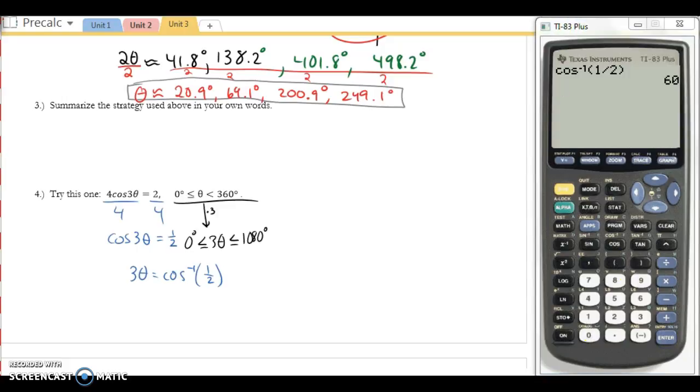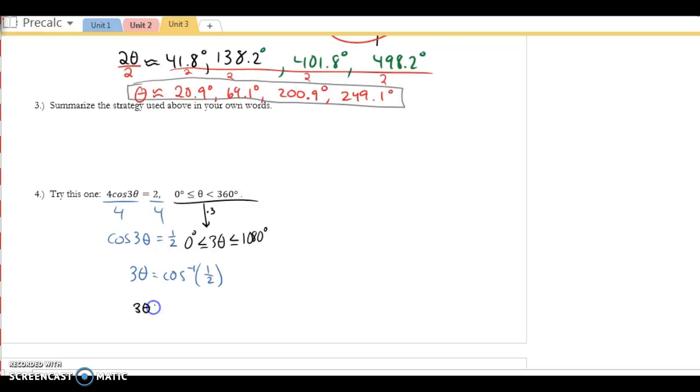Okay, I told you it was going to be a special value, so you shouldn't be surprised when you see 60. So 3 theta equals 60 degrees. That's not the only one. We're going to have to think about cosine. Where is cosine positive? Right here, 60 degrees.